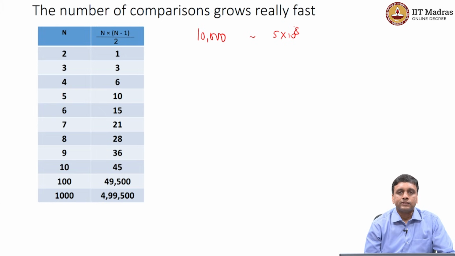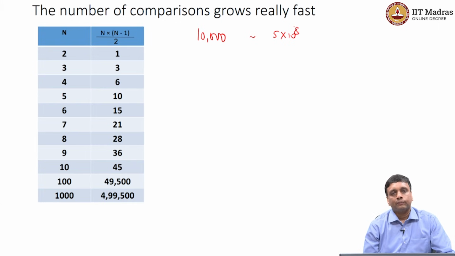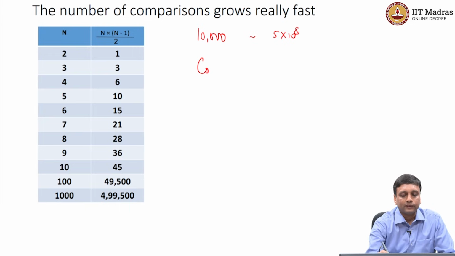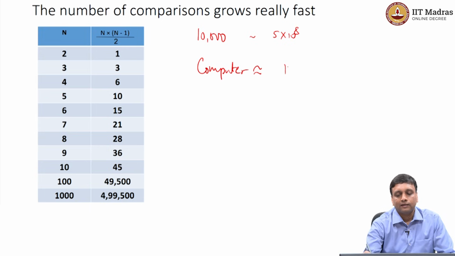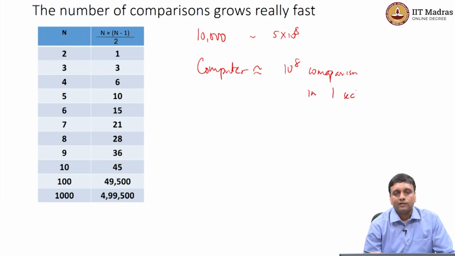Now why is this a problem? Because you might say we are not going to do this by hand like we have been doing with the cards, we are going to use a computer, and after all a computer is very fast, so why does it make any difference? Well, actually it turns out that roughly a computer can do something like 10 to the 8 comparisons in 1 second, right? So if I have to do 5 times 10 to the 8, it will already take 5 seconds. Now 5 seconds is a long time. Let me just pause for 5 seconds and you can see.